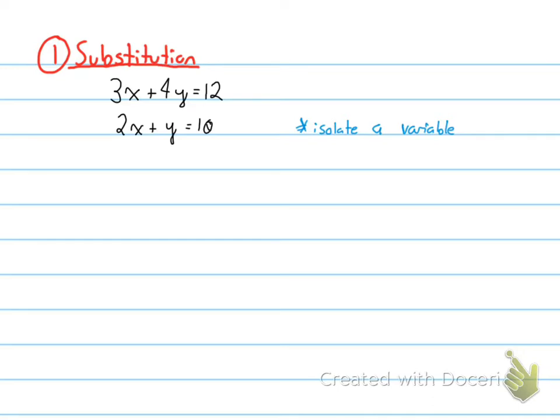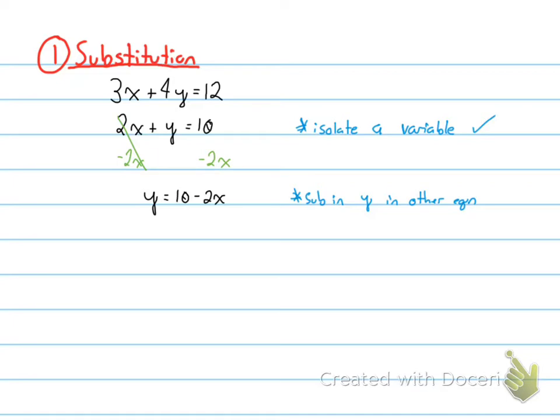All I'm going to have to do here is subtract 2x on both sides. That cancels. And now I have the equation y equals 10 minus 2x. It's still the same equation, I just manipulated it around a little bit. Now that y is by itself, I can sub that variable in the other equation, so I can get myself down to a one variable equation.